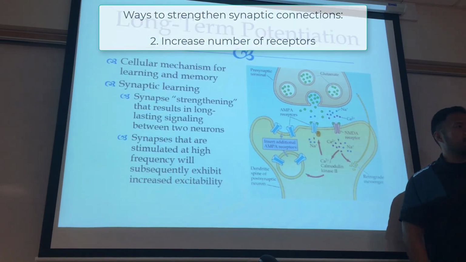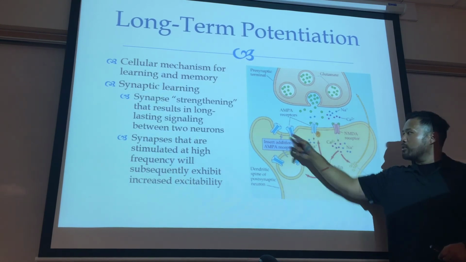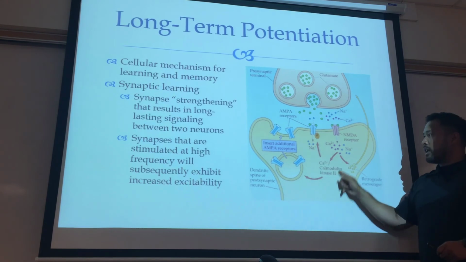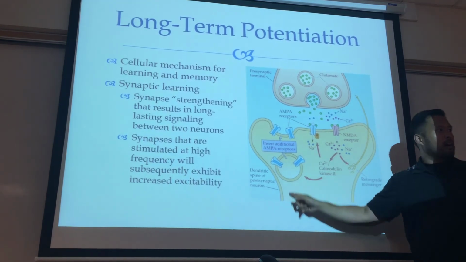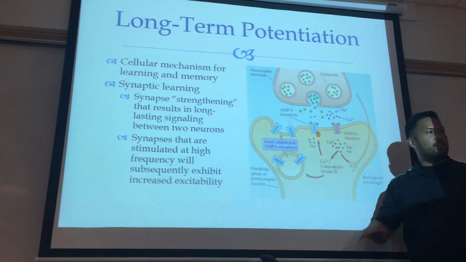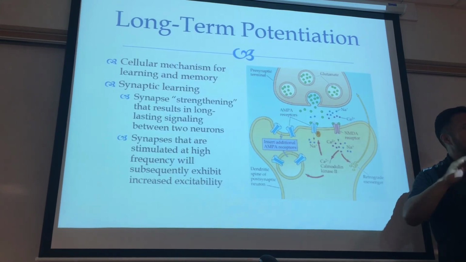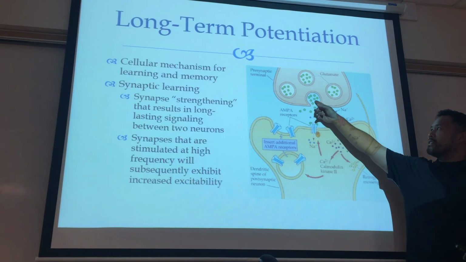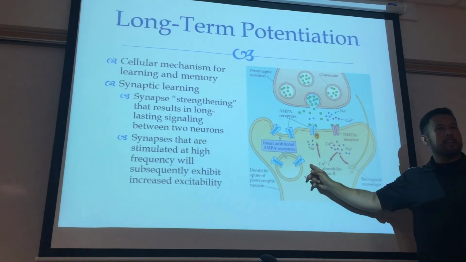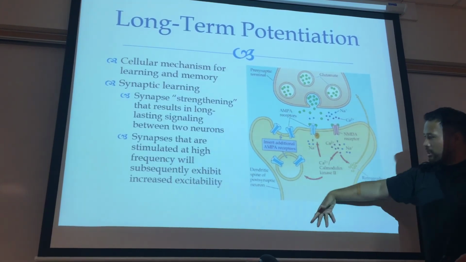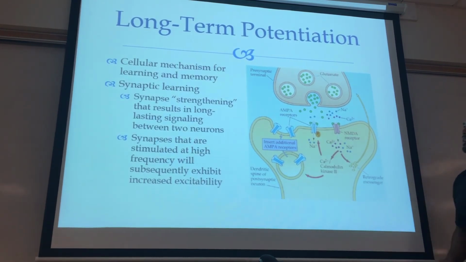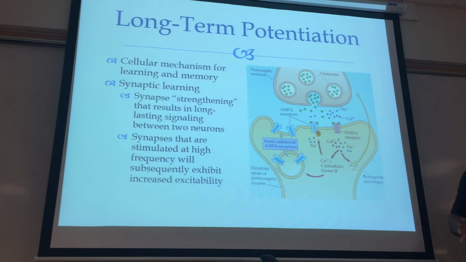Build more receptors. If I start building more receptors that allow sodium in, that should excite the postsynaptic neuron. And if I start exciting it and start bringing it closer to threshold, that means it's easier to fire. Therefore, you need less neurotransmitter to cause graded potentials to create an action potential in the postsynaptic neuron. So you're enhancing that communication, and that's exactly what's happening in this case.